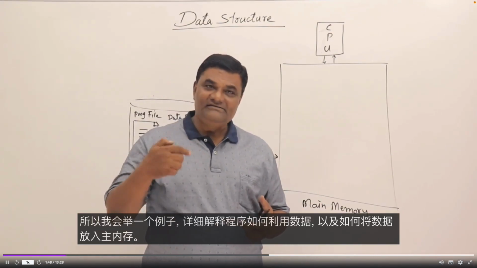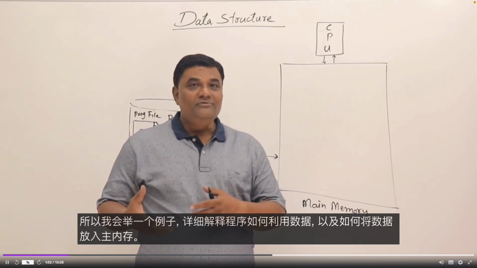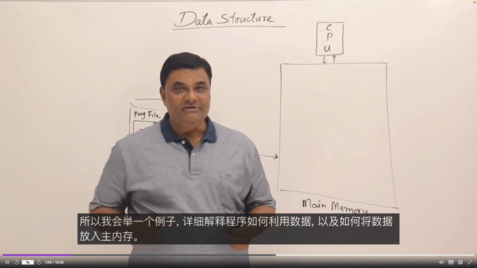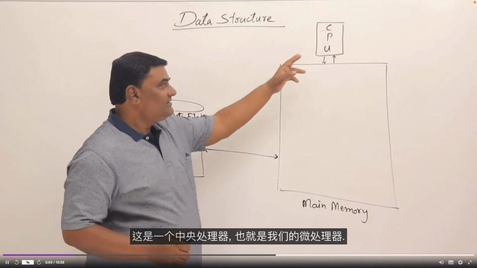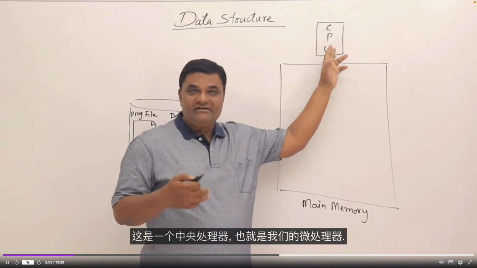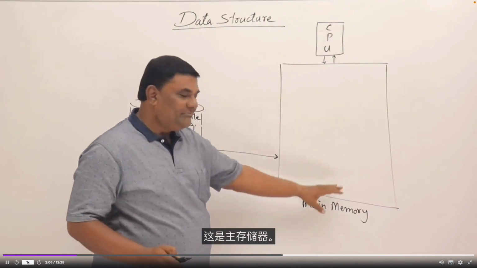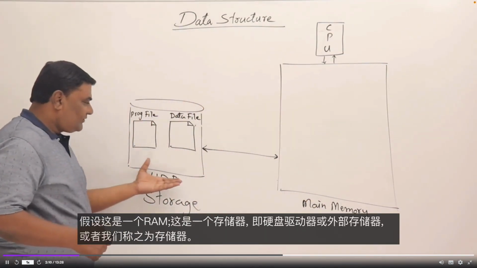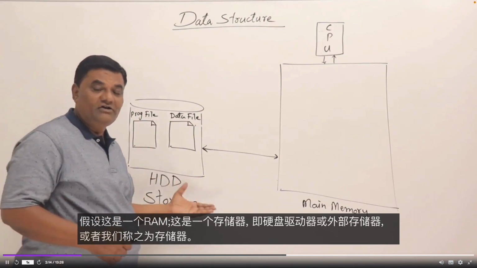So I'll take an example and explain to you in detail how the program utilizes data and how it puts the data inside the main memory. Let us look at this diagram. Here is the CPU processor, that is central processing unit, that is our microprocessor, and this is main memory. Let us say this is RAM, and this is a storage, that is hard disk drive or external storage, or we just call it storage.